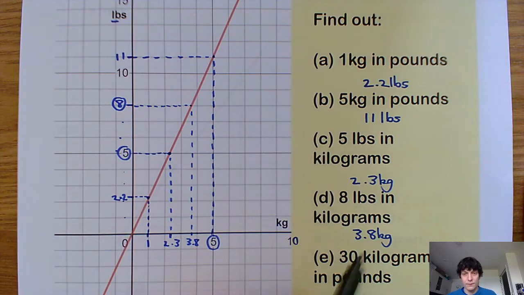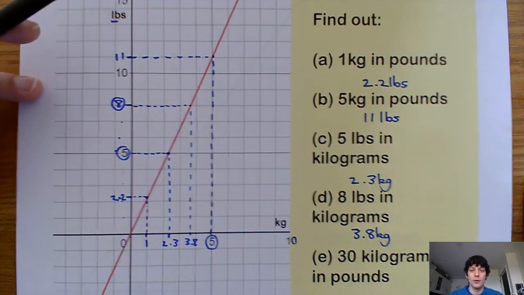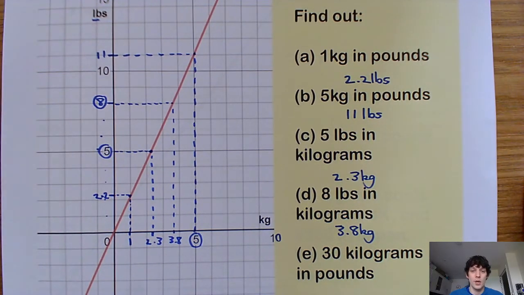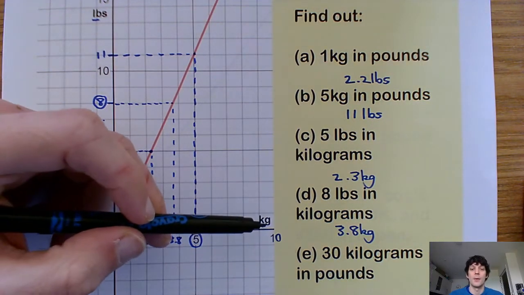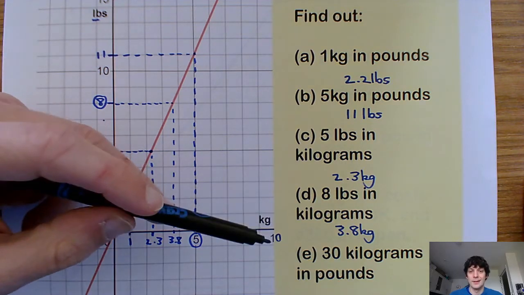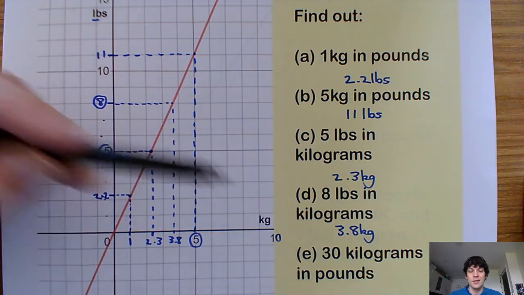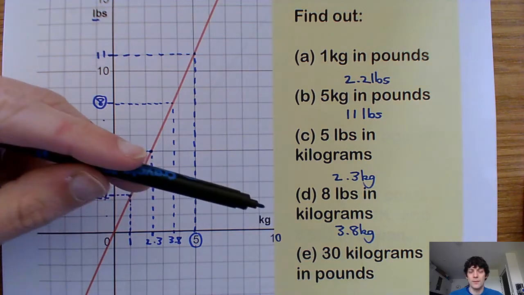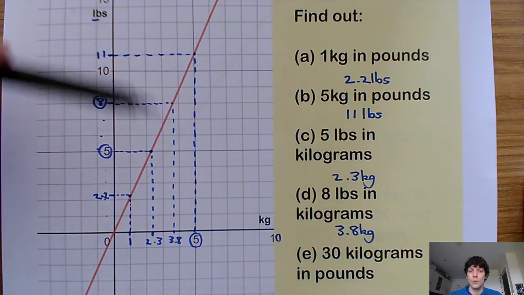Okay, and finally, I want to convert 30 kilograms into pounds. Now, this is a little bit trickier. You can see our x-axis only goes up to 10 kilograms. So how am I going to get 30? Well, there's a few different ways.